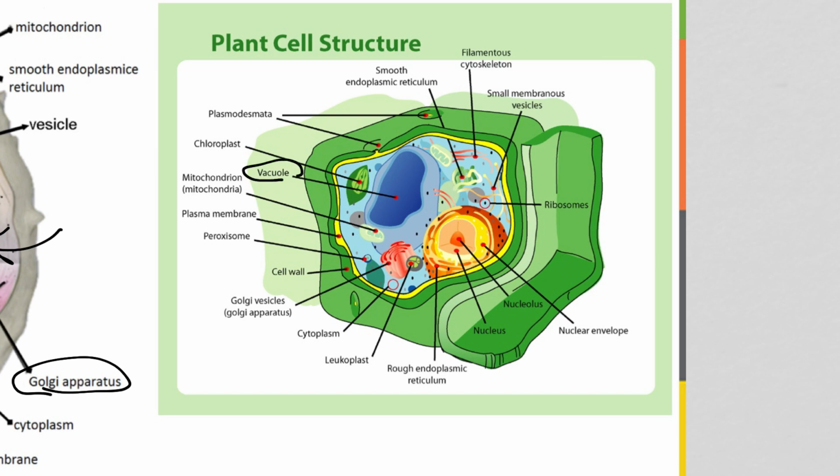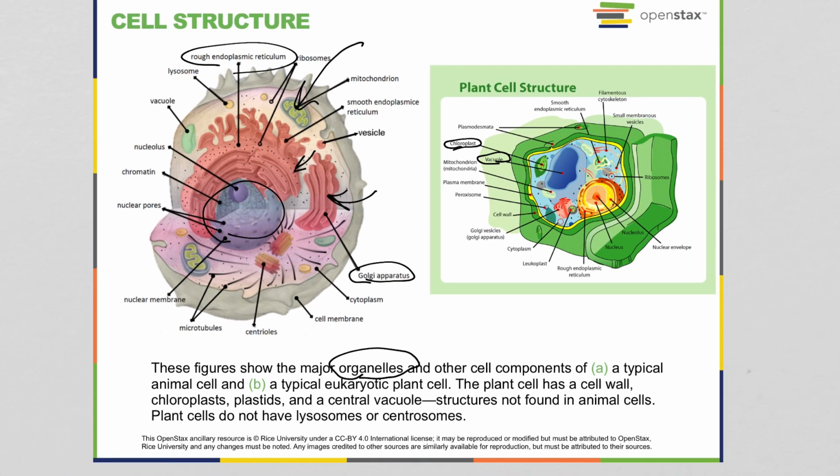You have vacuoles that can control pressure inside the cell, chloroplasts that carry out photosynthesis. And otherwise, they're fairly similar, right? Still have ER, still have a nucleus, still have mitochondria, right? Those structures are all still present. We just add on a few plant-specific organelles as well.